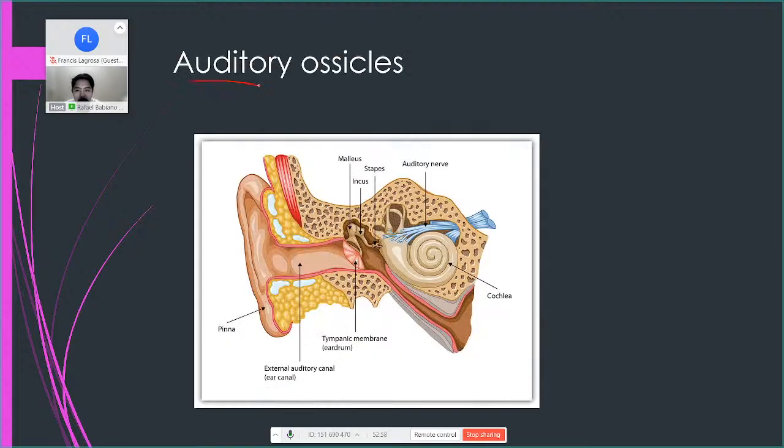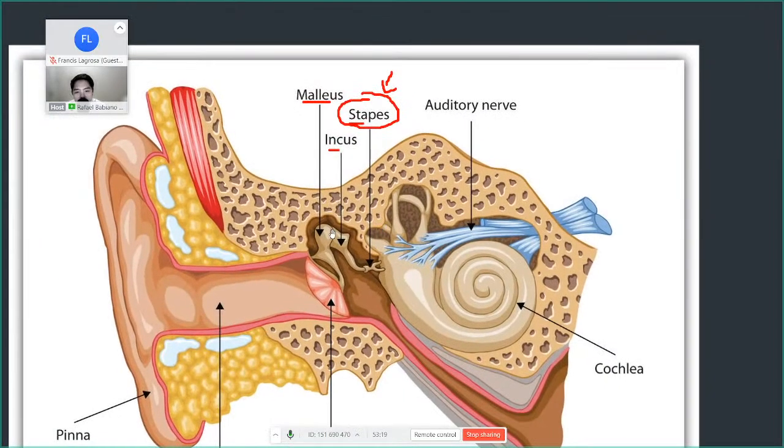Alright, then we have the auditory ossicles, or the bones inside the ear. We have bones inside the ear. There are 3: the malleus, the incus, and the stapes. Trivia. This right here, the stapes, is the smallest bone in your body. Smallest bone. What is the smallest bone in the body? Stapes. Okay? We zoom in. Malleus, incus, stapes. Okay? Smallest bone in our body, stapes.